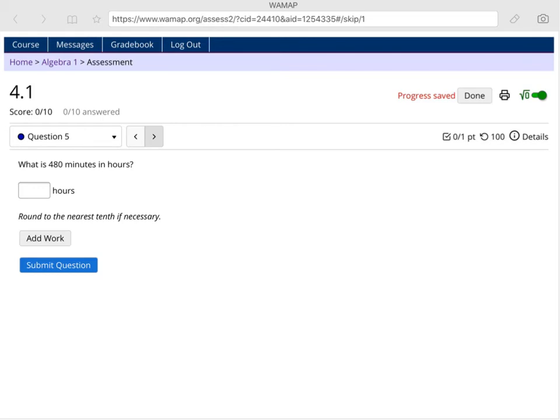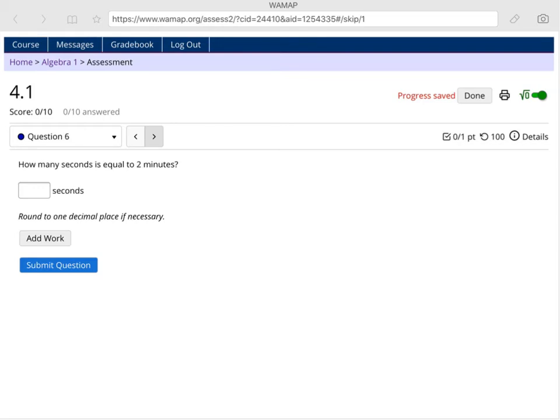And so 480 divided by 60 is 8. And so that means 60 times 8 is 480. And so that means I would also have to multiply the other side by 8, which means the total is 8 hours.